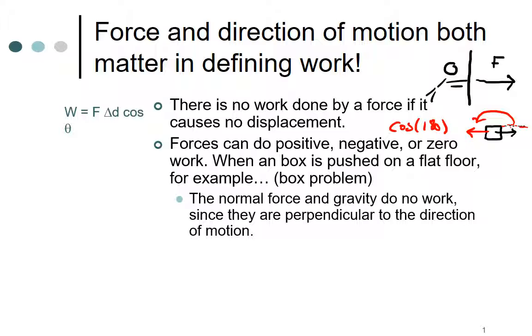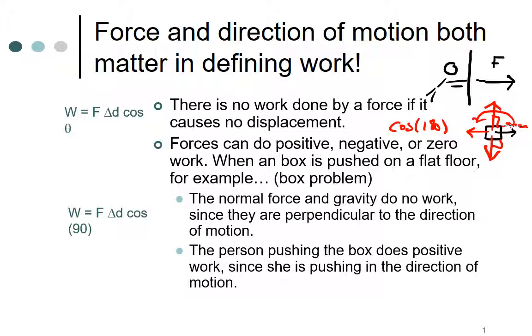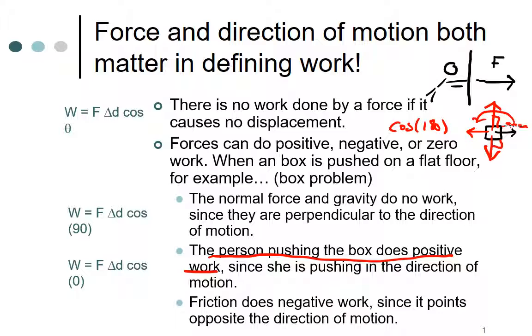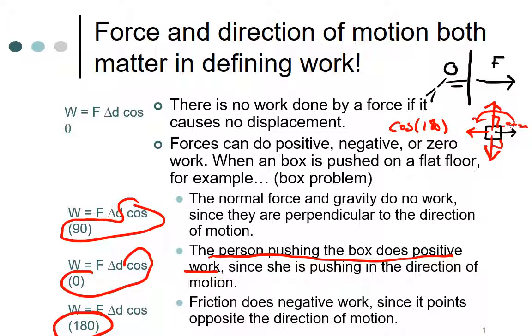The normal force and gravity, if we have the normal force here, force of gravity here, and the displacement's to the right, neither of those are actually doing work because they're both at right angles. And here the person pushing the box is doing positive work because the force is to the right, the displacement's to the right, and friction is doing negative work. It's opposite of the motion, so again 180 degrees there. So cosine of 0 is 1. Cosine of 90 is 0. So 0 work again with the normal force and gravity, but the person is doing positive work and the friction is doing negative work.